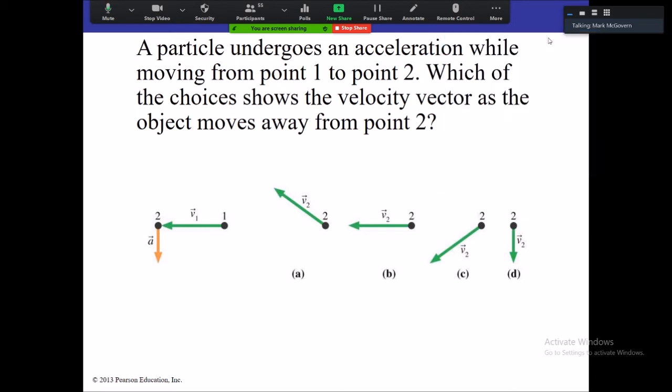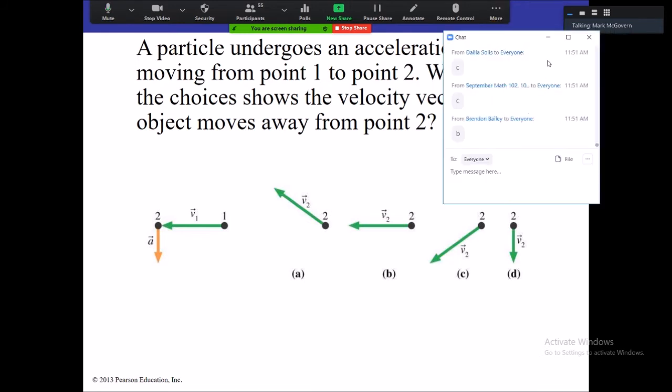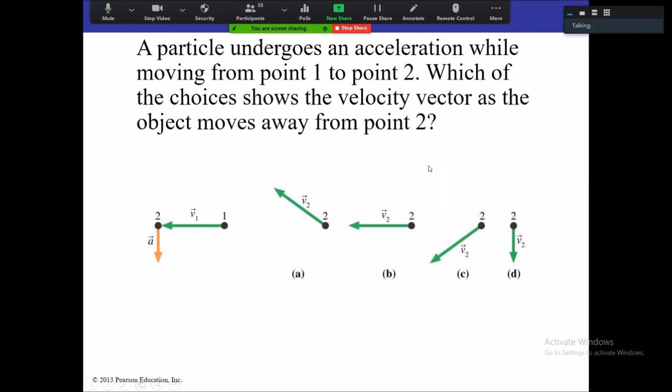Everybody seems to think it's C. And I think I might agree with you that it's C. It is C. Well, let's go through the other ones and determine why they're wrong. Now, one thing that's good to do, especially when you have vectors in 2 dimensions, is you got to keep track of what's going on in X and Y. Vector 1, the velocity vector 1, is only an X component, right? And our acceleration vector only has a Y component.